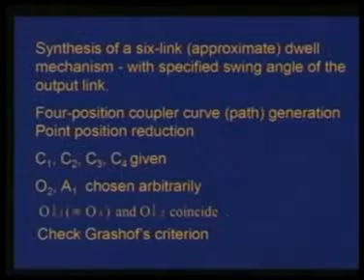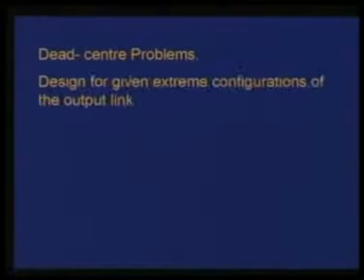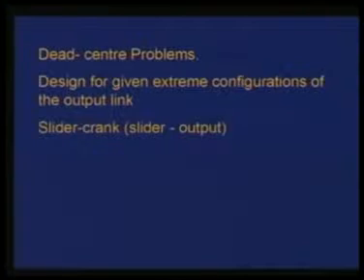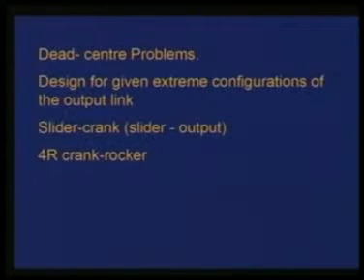Then we chose the fixed hinge O6 suitably to give the specified swing angle of the output link. We of course have to check the Grashof's criterion for the designed linkage O2, AB, O4 to ensure that we have really got a crank rocker. Next we discuss what we call dead center problems. That is, we have to design linkages for given extreme configurations of the output link. We can do it for the slider crank mechanism with slider as the output link, and also for 4R crank rocker mechanism where obviously rocker is the output link.